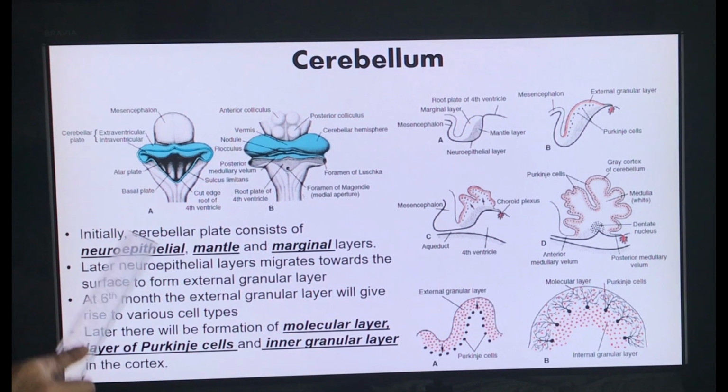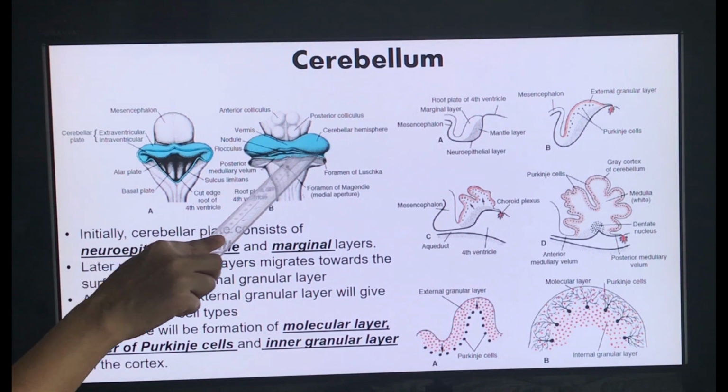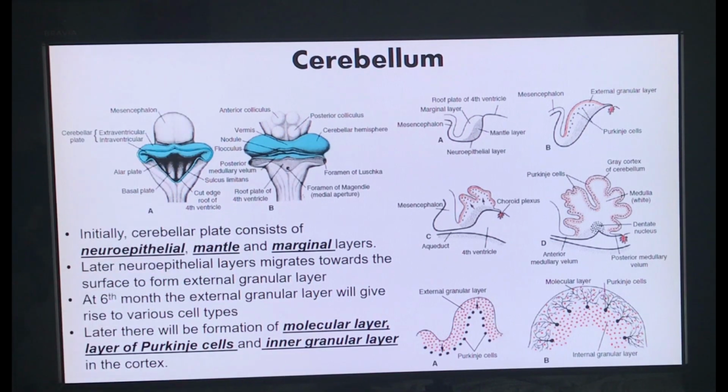As the development progresses, there will be formation of a fissure, called the transverse fissure. This fissure is the primary fissure. If you see the gross feature of the cerebellum, it has different fissures. The deepest one is the horizontal fissure. Then you have the primary fissure, which separates the anterior lobe from the posterior lobe.